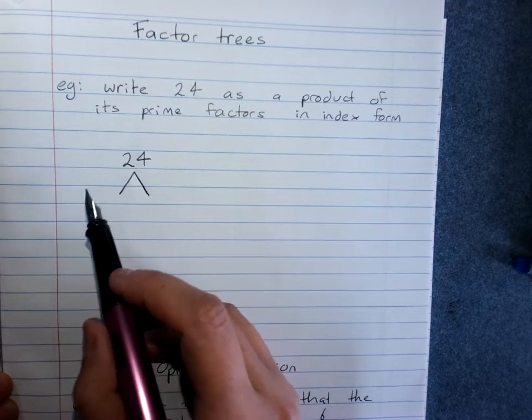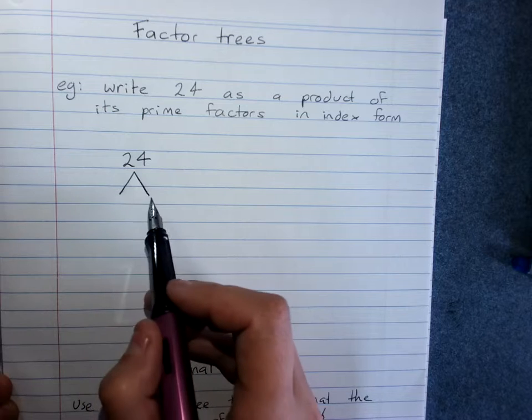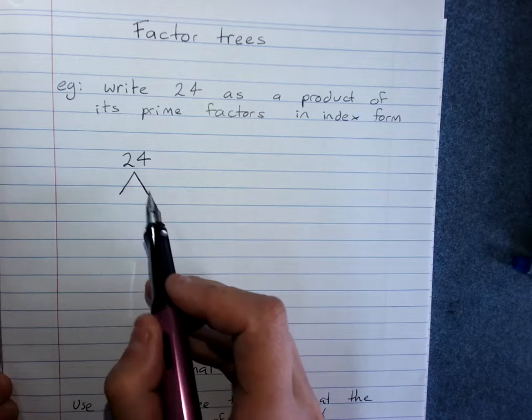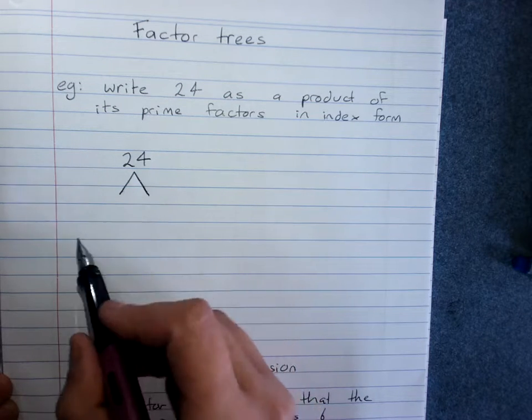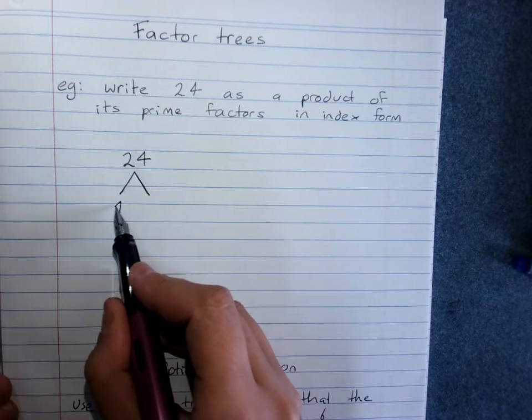There's 3 pairs of numbers that we could use. Never use a 1, it doesn't help us. 2 times 12, or 3 times 8, or 4 times 6. Any of those pairs is fine. I'm going to use 4 times 6.